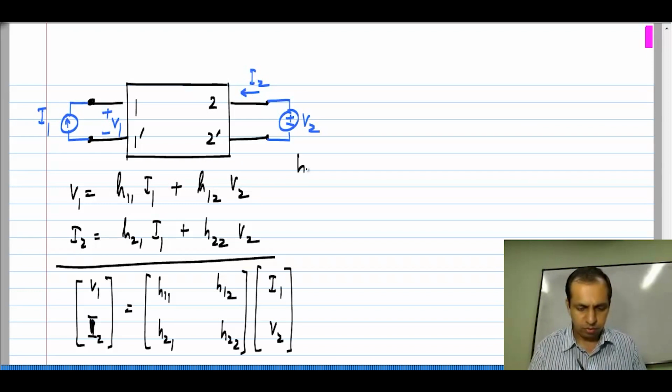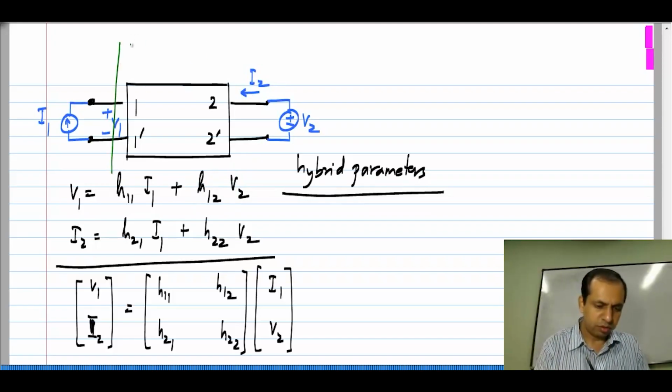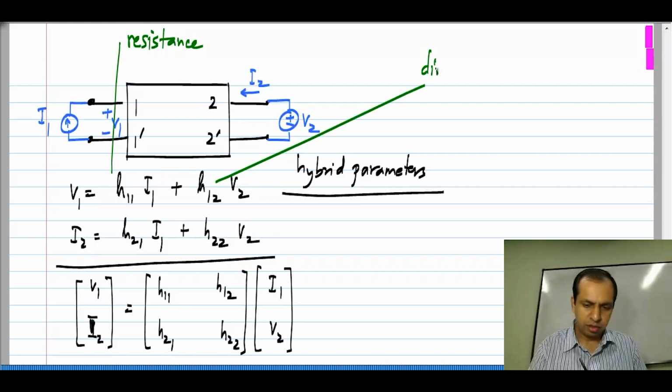Okay. So, these are known as hybrid parameters, and they are hybrid parameters because this voltage equals H11 times a current. So, H11 has dimensions of resistance. This voltage equals H12 times V2. So, H12 is dimensionless. Okay. So, this has dimensions of resistance, that is dimensionless. This is obviously for dimensional consistency.